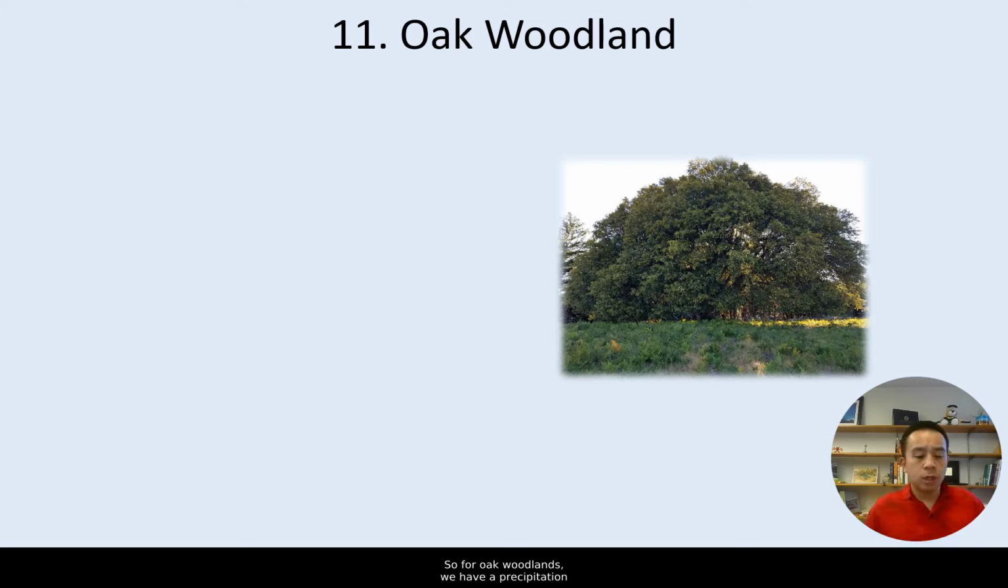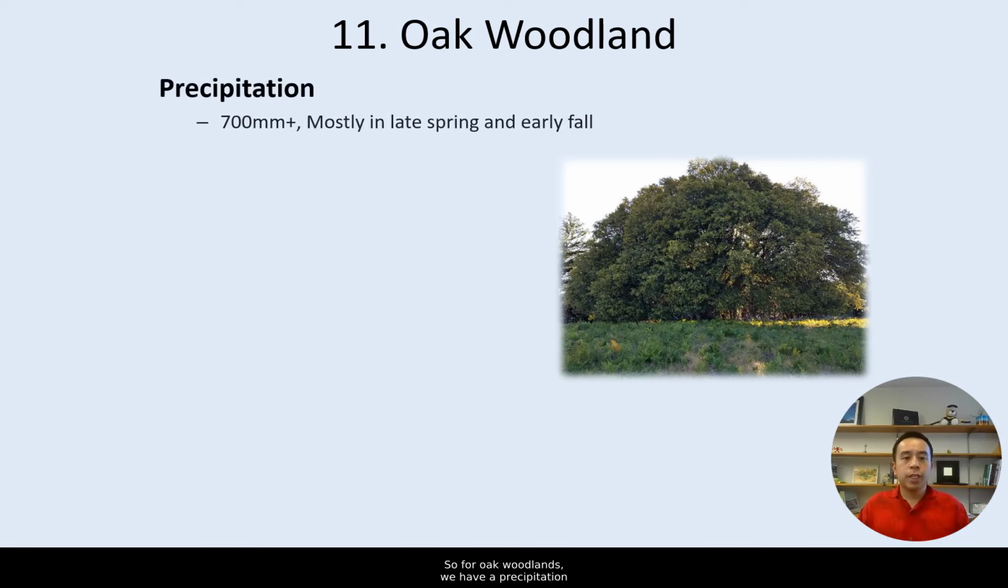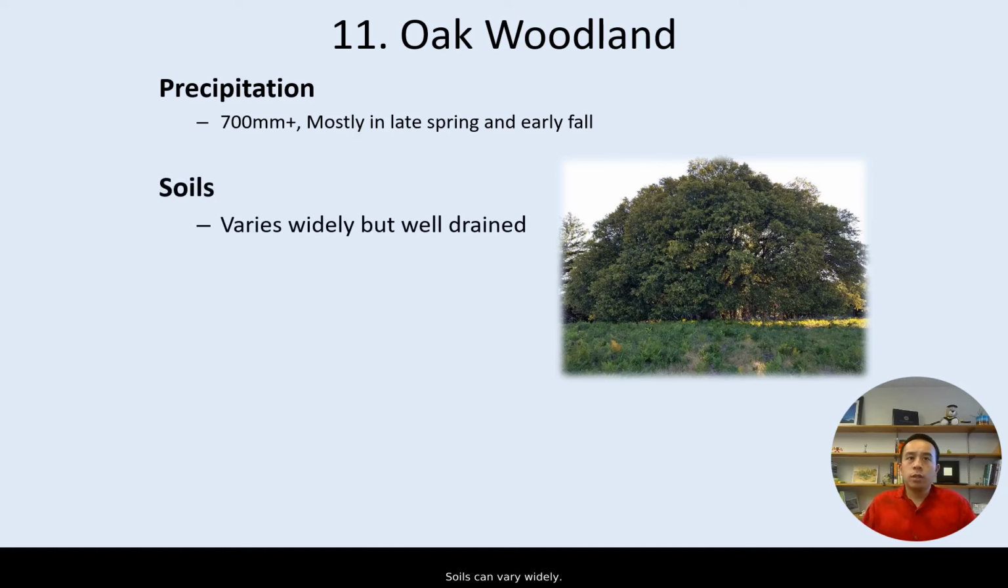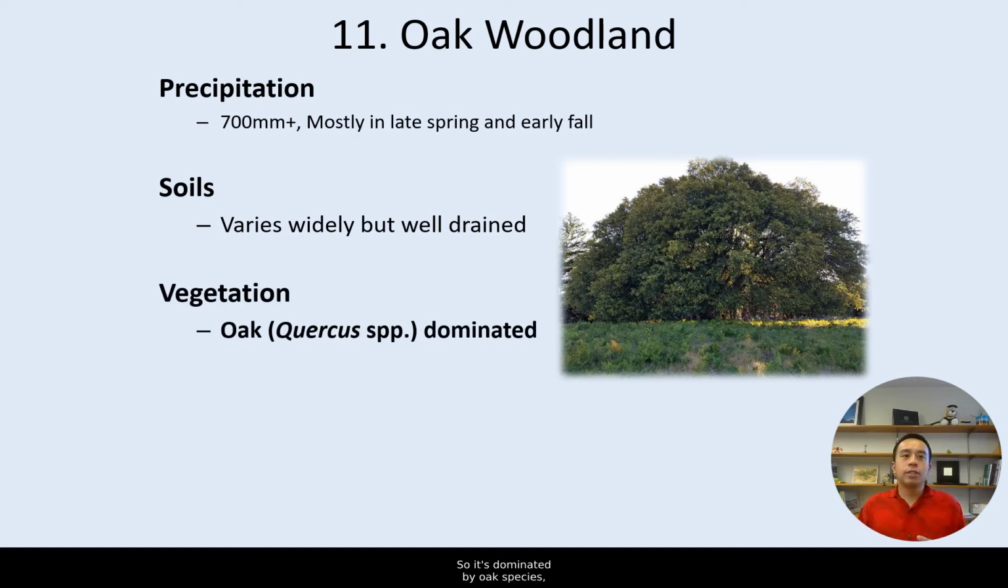And also in terms of management, the right balance of fire is really important for maintaining chaparral ecosystems. So for oak woodlands, we have a precipitation that is typically more than 700 millimeters, and this rainfall usually falls in the late spring and early fall. And again, woodlands and forest ecosystem types or range types are typically characterized by high precipitation. Soils can vary widely, but typically oak woodlands will have well-drained soils. In terms of vegetation, as the name suggests, it's an oak woodland, so it's dominated by oak species, which is in the genus Quercus. When you see spp. after a genus name like Quercus, it means it's referring to multiple species in that genus. When you see just sp. after a genus, then you know that it's referring to a single oak species that wasn't identified to species level.